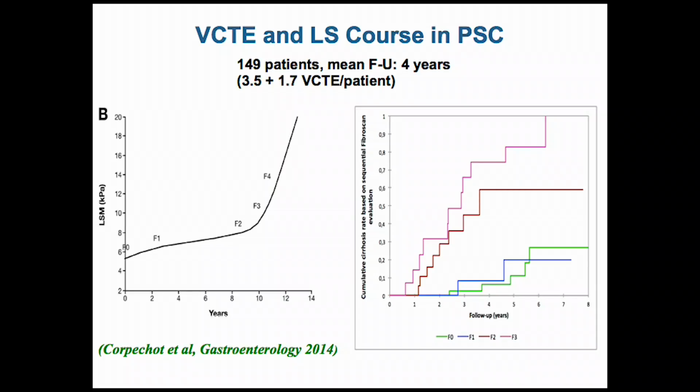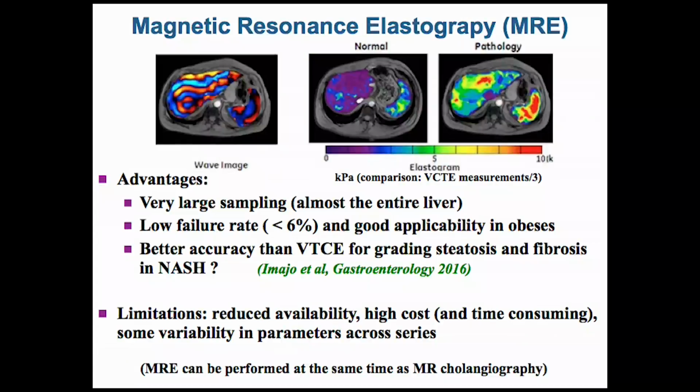Another way to express these results is shown here, with the expected rate of cirrhosis according to fibrosis stage at baseline. And there is a clear difference, as expected, between people with only minimal fibrosis and people with intermediate or severe fibrosis at baseline.